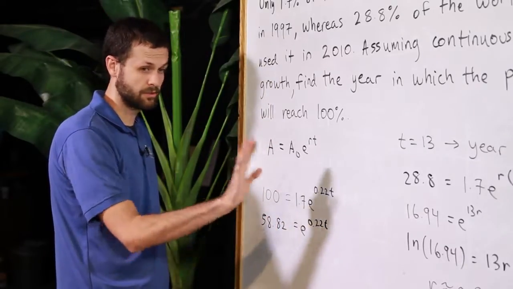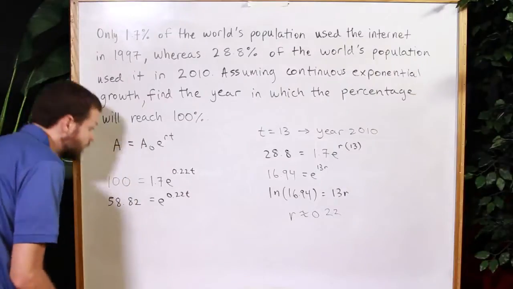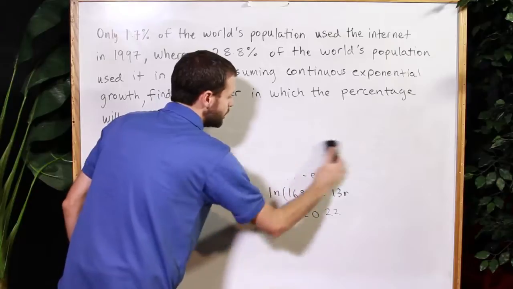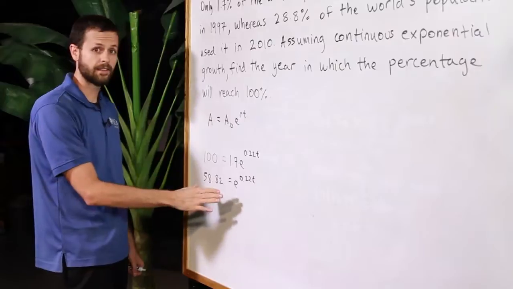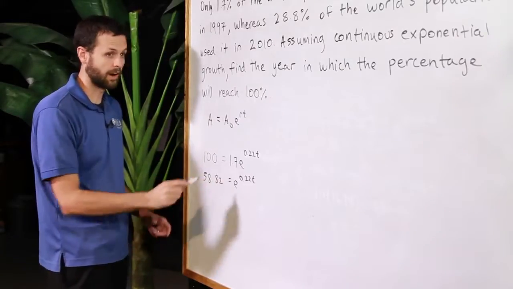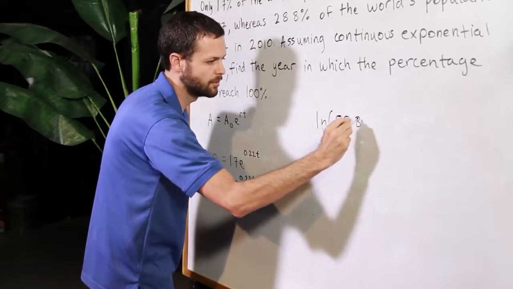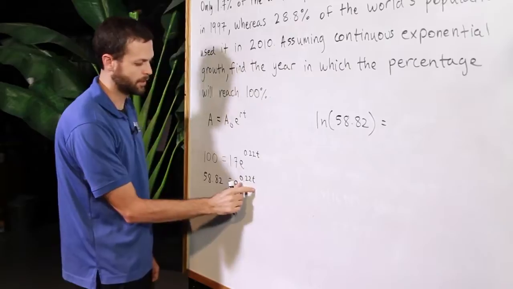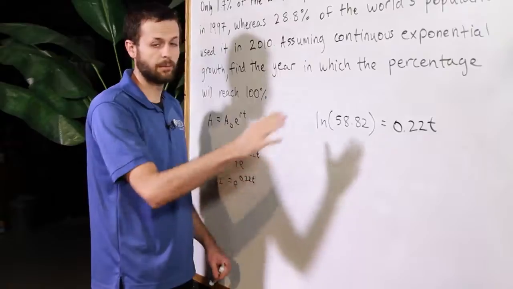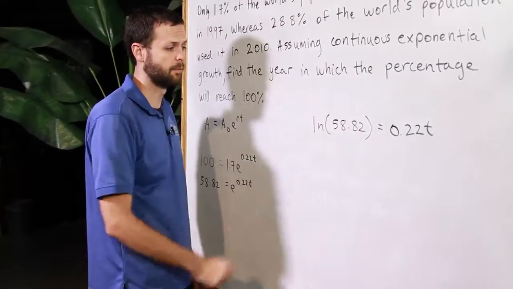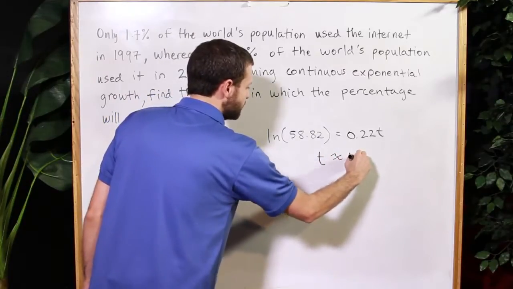Now what I want to do is, just like we did before, take the natural logarithm of both sides to isolate t. Let me just do this right over here, make some room. I need to take the natural logarithm of both sides in order to isolate t. So I'll get the natural logarithm of 58.82 is equal to 0.22t. I can then approximate t. Let me divide both sides by 0.22. We get t is approximately 19.